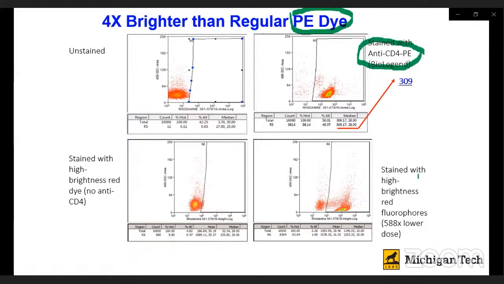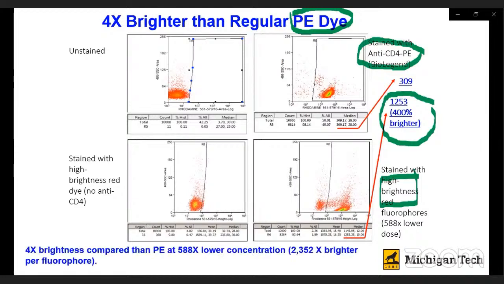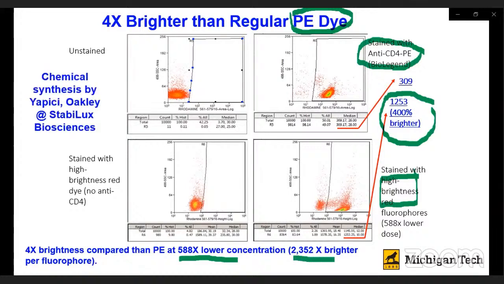For the case of high brightness dye, the CD4 biomarker is labeled with the high brightness fluorophore, and in this case, the brightness is 4 times brighter than that of the PE dye. In fact, in this case, we are using 588 times lower dosage of the high brightness fluorophore. This means on a 1-to-1 basis, each high brightness fluorophore is a couple of thousand times brighter than each PE dye.